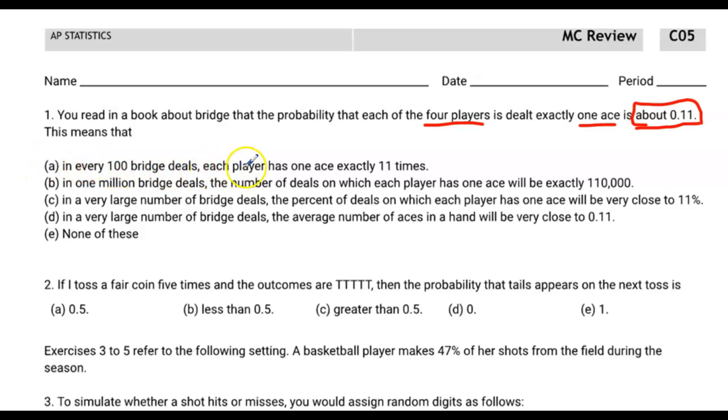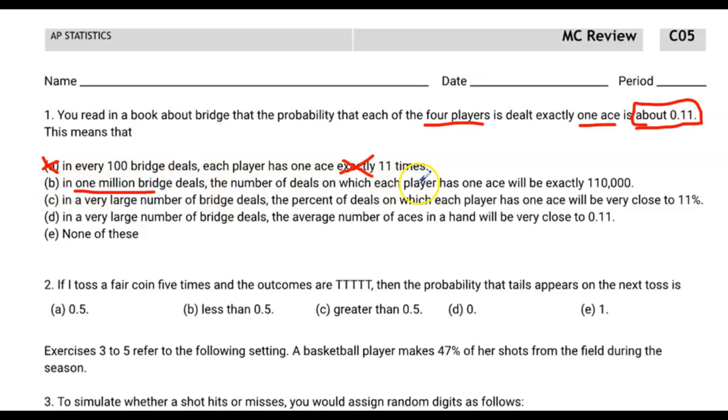In every 100 bridge deals, each player has 1 ace exactly 11 times. This exactly is something we really want to shy away from in statistics. Nobody's ever promising you anything in statistics, so I'm not saying it's choice A. In 100 bridge deals, it's 11 times. Well, 11 over 100 is 0.11. However, that's not how it works. As you recall from doing simulations, if we do a simulation, sometimes it'll come up the way we expect, but sometimes it won't. In 1 million bridge deals, that's a sufficiently large number.